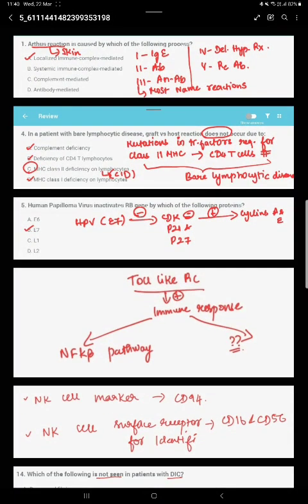So, welcome guys. Starting with our crisp PYQ discussion of general pathology. So first question you can see Arthus reaction. See, first trick I'll give you.